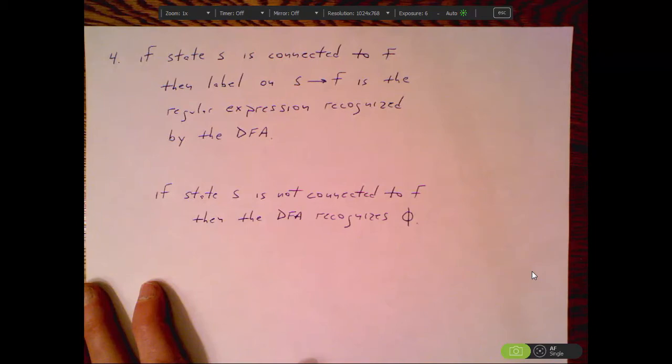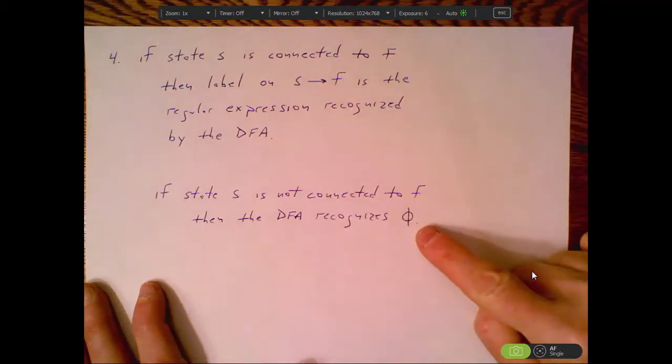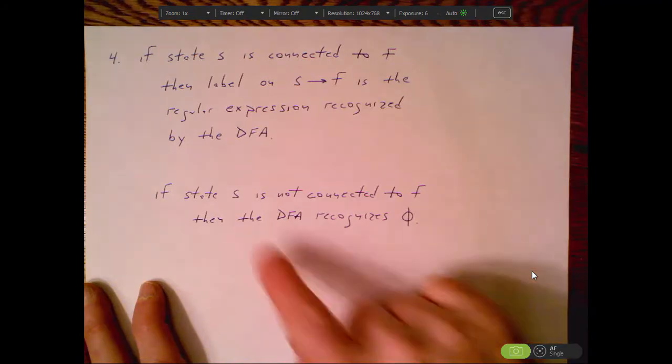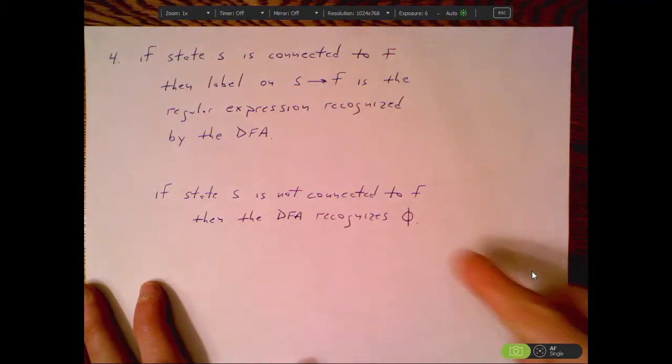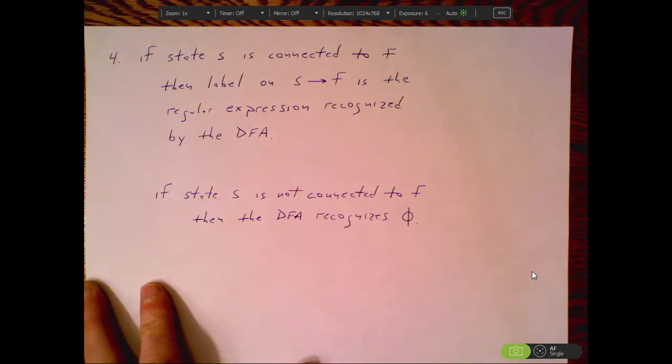Second case is we end up with no way to get from the state S to the state F, which means there was no way to get from the initial state of the original machine to a final state in the original machine. So the original machine had to recognize the empty set in that case, and so that's what we'll say. If I can't connect S to F when I get done with the algorithm, then I say, well, the original machine, the only thing it could have recognized was the empty set.